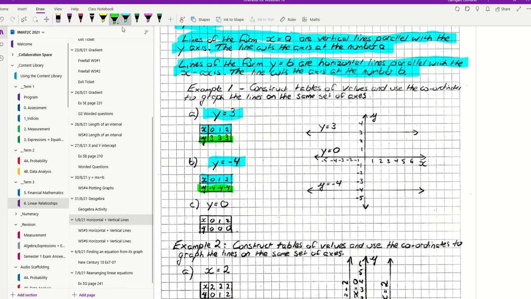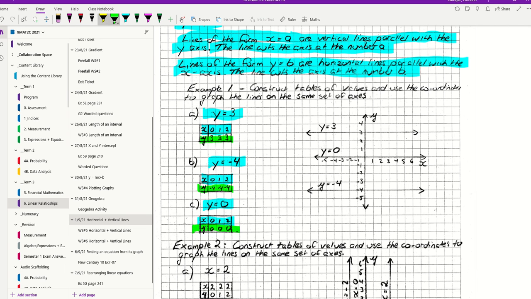Last but not least, we have y equals 0. So for y equals 0, again I'm going to choose my x values 0, 1, 2. My formula says y is equal to 0, so I'm just going to write down 0 for all of those. So now I've got tables of values for all three of them. I've just got to plot them.